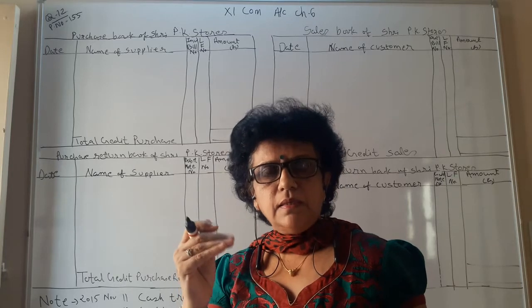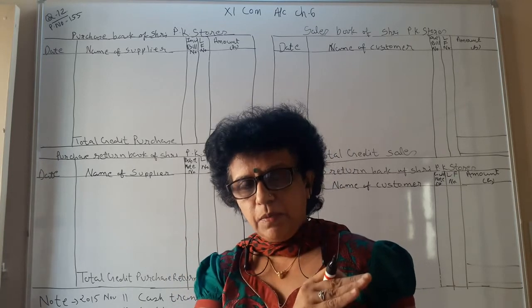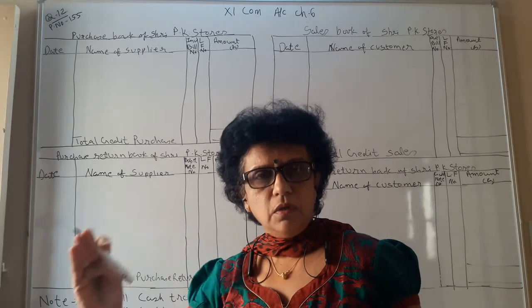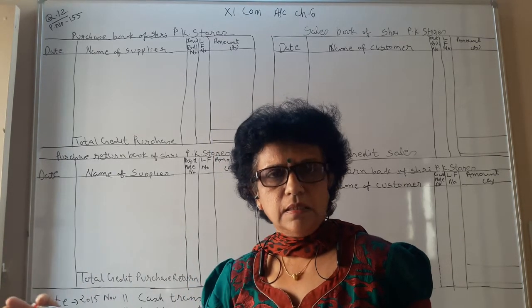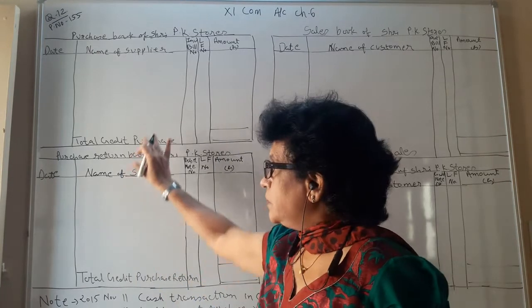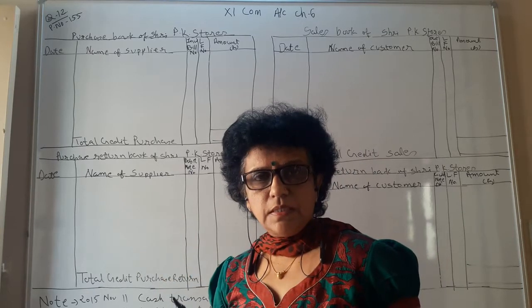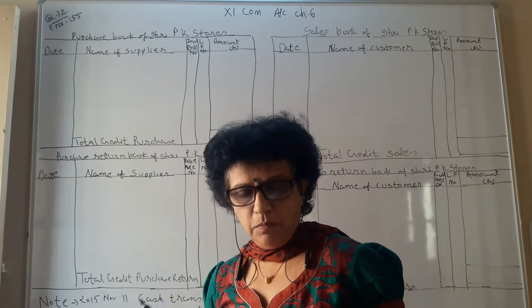Now when you read the transaction you have to find out whether this transaction is regarding a purchase book or a sales book or a purchase return or a sales return. Whichever book the transaction belongs to, in that particular box you have to put the transaction. This is a purchase transaction, so we record it in the purchase book.